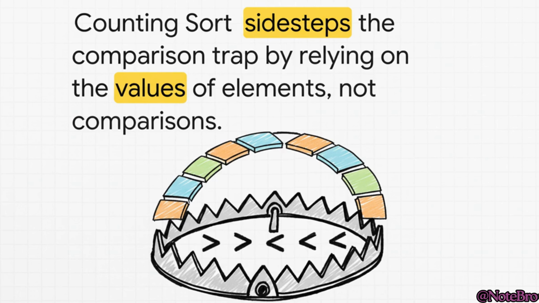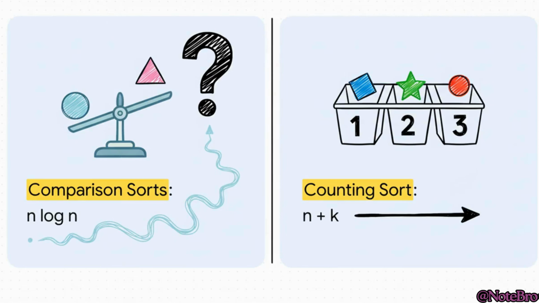Instead of asking which element is bigger, it just uses the actual values of the elements themselves to figure out where they belong. Let's look at them side by side. Comparison sorts ask these relative questions, right? That makes them super flexible. You can sort numbers, letters, you name it. But they're stuck with that n log n speed limit.